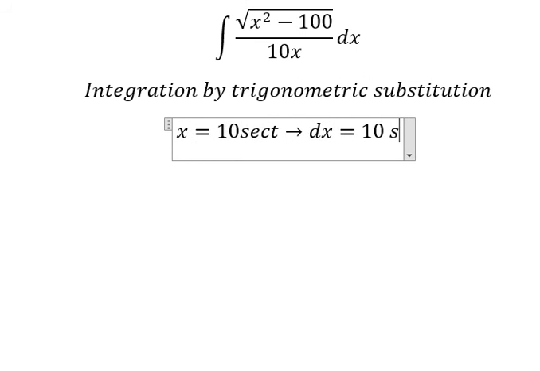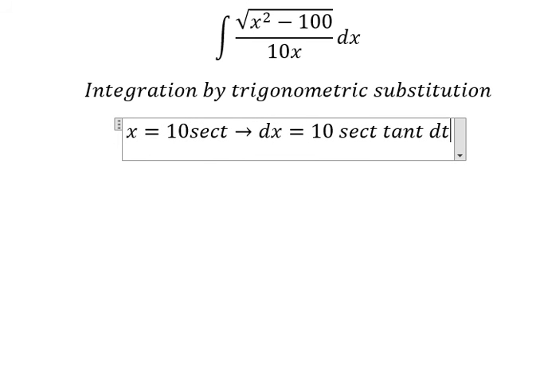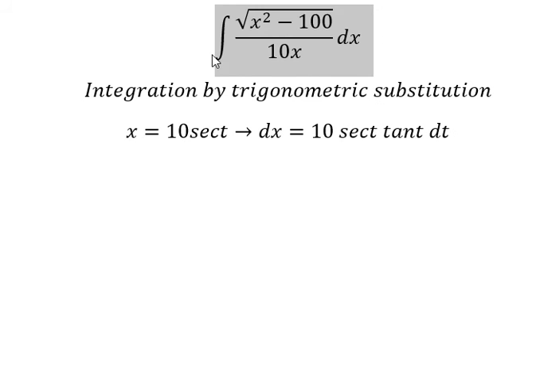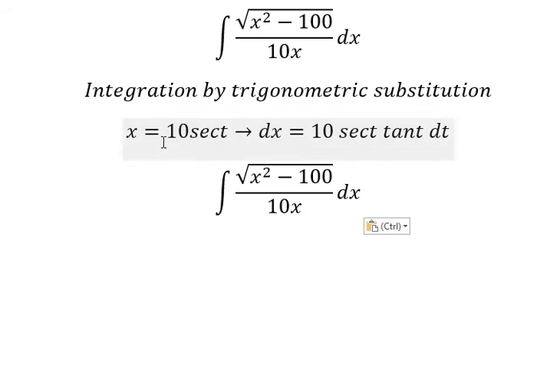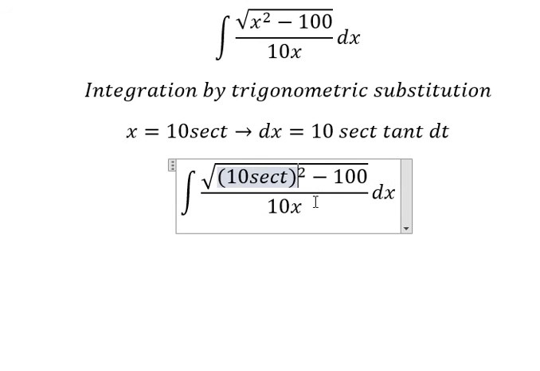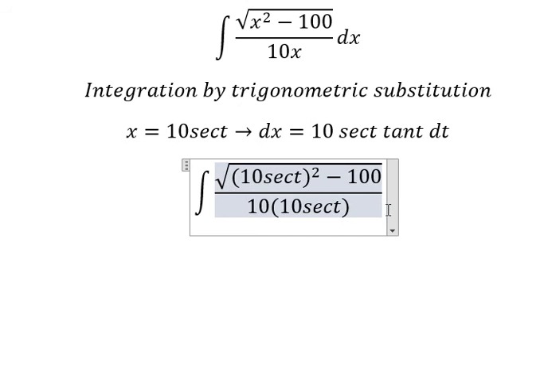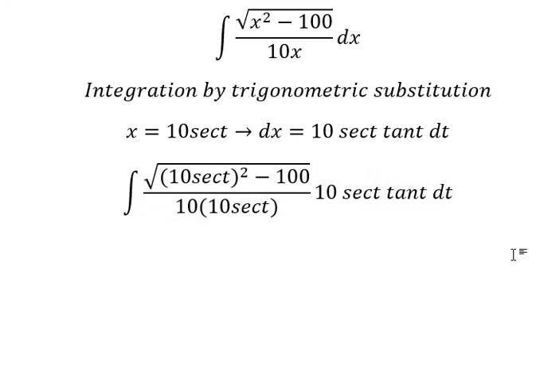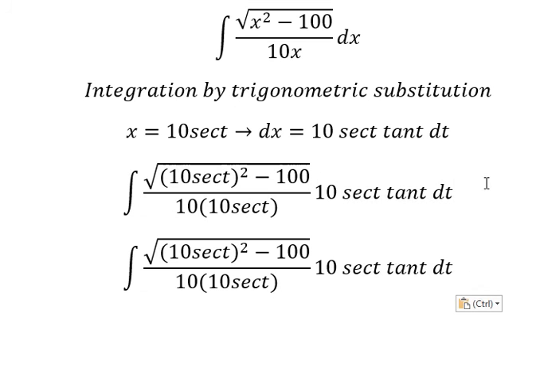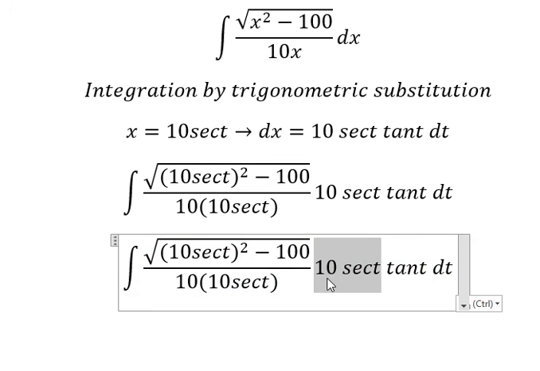For ds, we have 10 secant of t tan t dt. The derivative of secant of t is that one in here. So we put this one in here, and ds we change by this one. Tan, secant of t, we simplify.